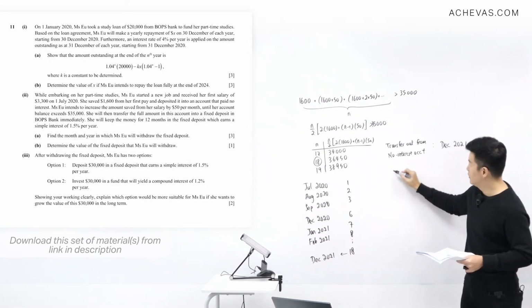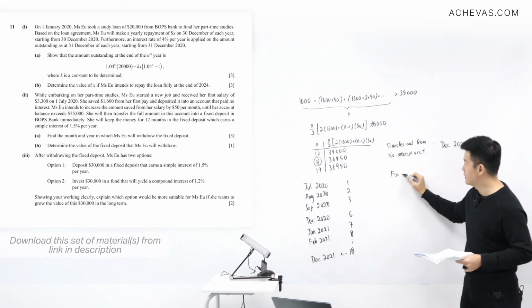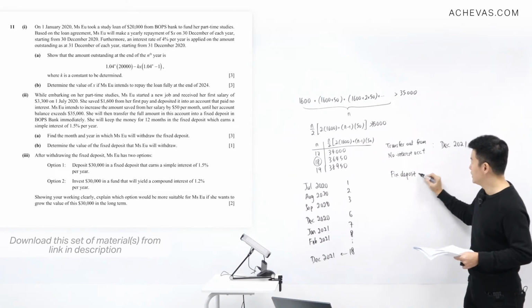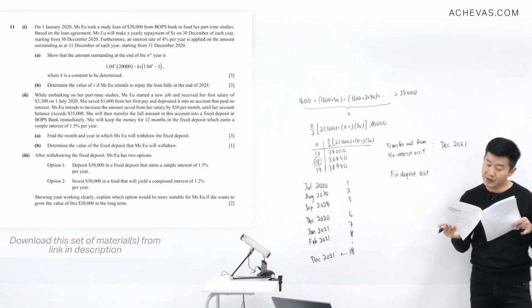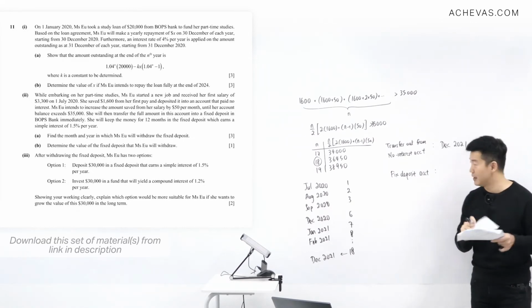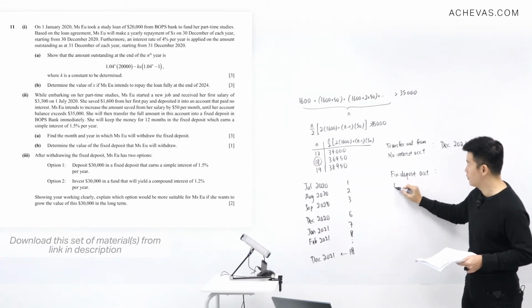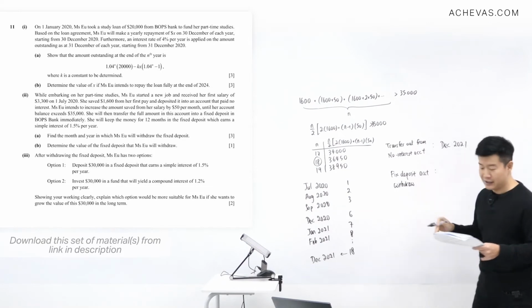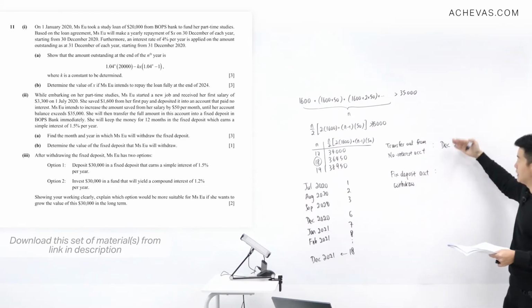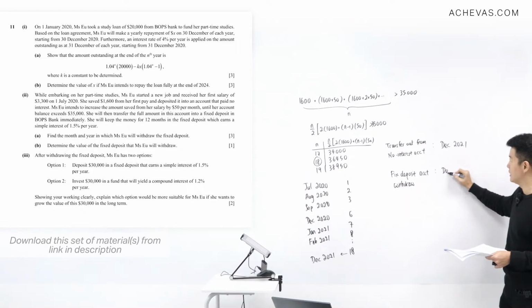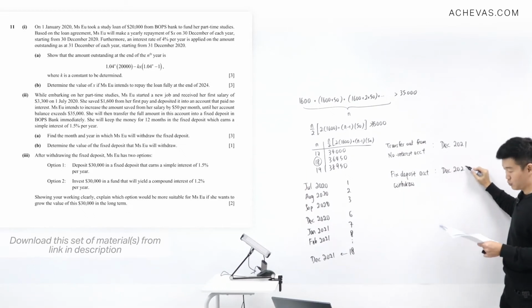So let me write down from the fixed deposit account. This fixed deposit account will actually be giving her an interest, and she's going to be keeping the money in there for 12 months. So when will she be withdrawing? Fixed deposit account withdraw. Okay, let me just write it down here. She will be withdrawing 12 months later. So from here, I think it is easy. 12 months later is going to be in December 2022.